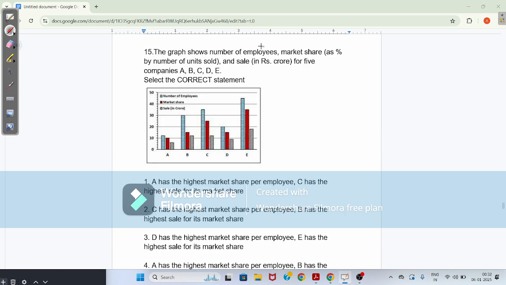The graph shows the number of employees, market shares, and the number of units sold and sale for 5 companies A, B, C, D, E. Select the correct statement here. So A has the highest market share per employee. This is the value which has been given here.